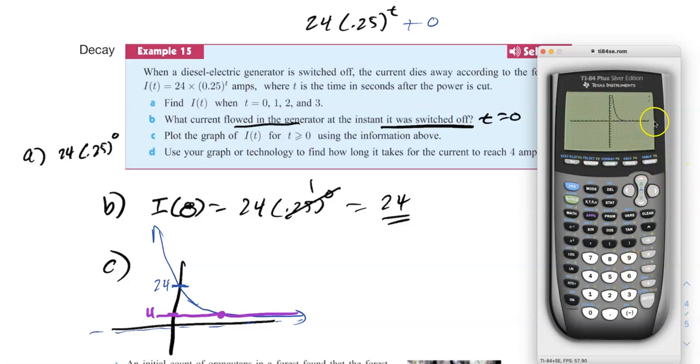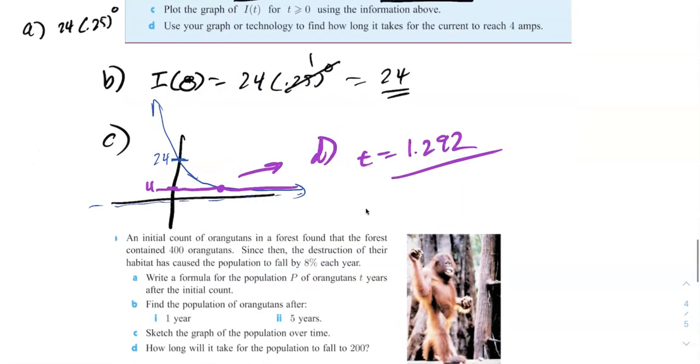So there's a decay graph, notice it's going down, and then there's a line across this, so I've got to figure out that value. Second calculate, intersect. First curve, second curve, and then it finds it right there. It's 1.292. So right there for D, it is t equals 1.292. That's how many seconds it takes for the current to hit 4 amps. That's pretty much it. Let's look at this last one.